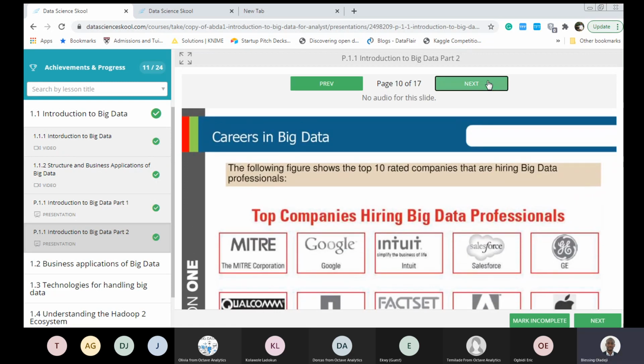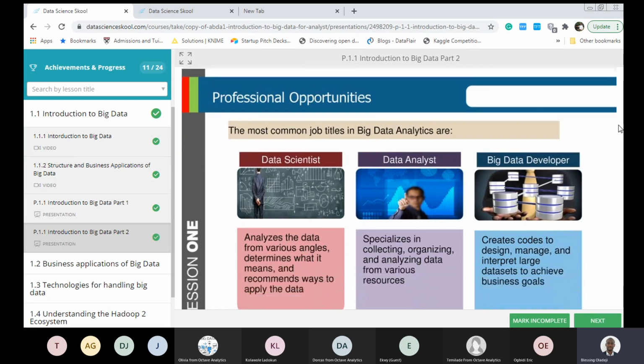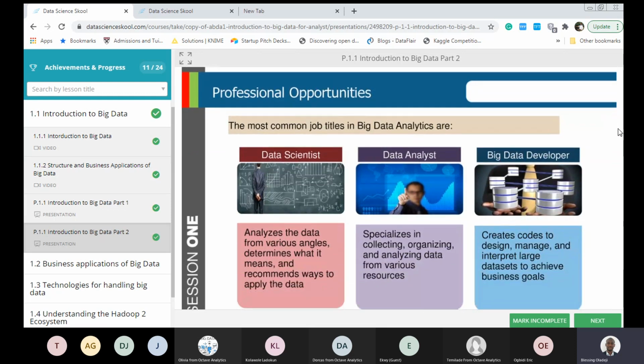And there are different job opportunities for big data analytics. Like you have the data scientists, you have the data analysts. At times people want to know what is the difference between all of these. It's simple. For me, I play in all of these pieces.